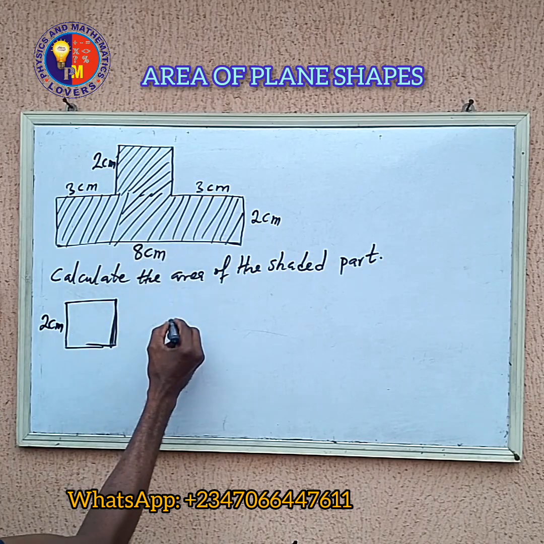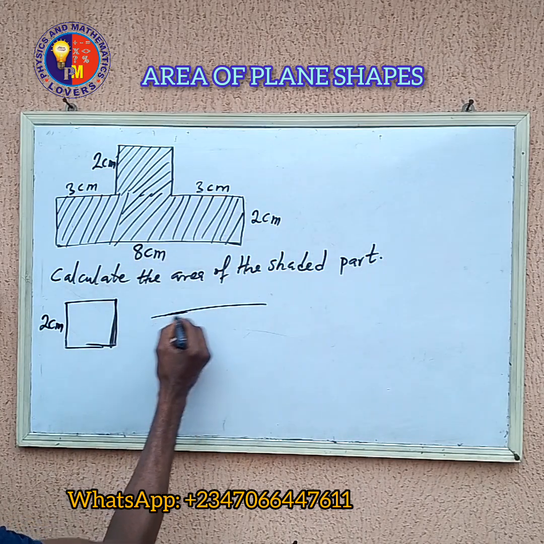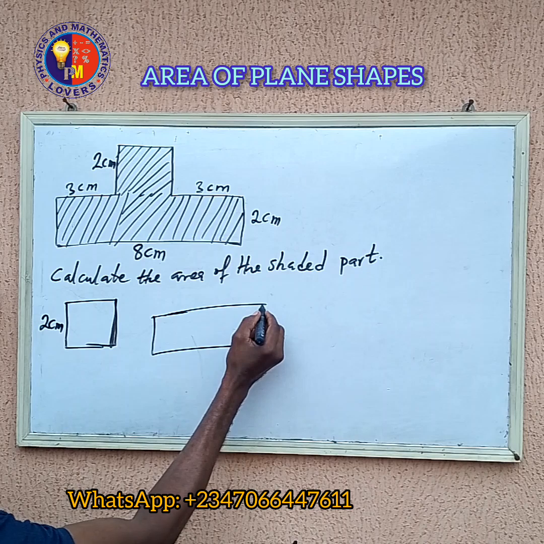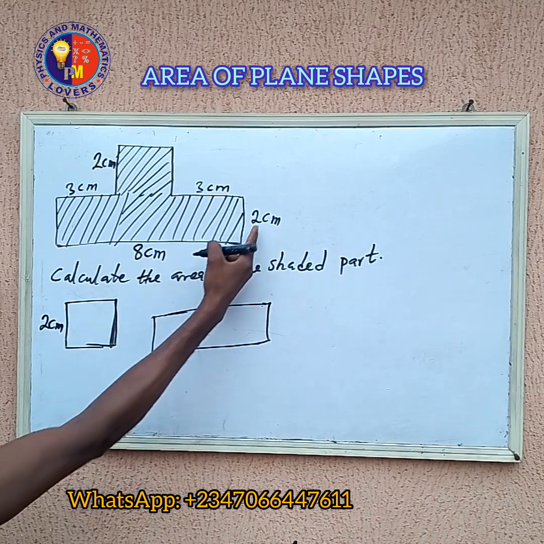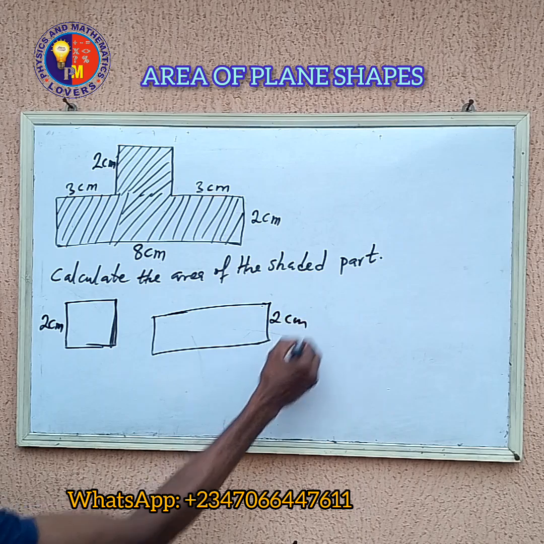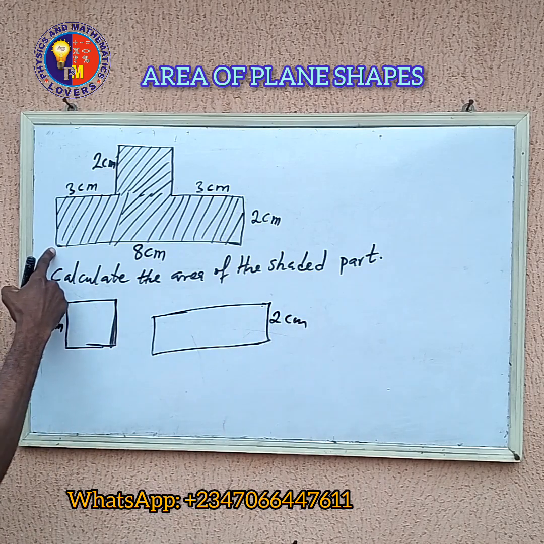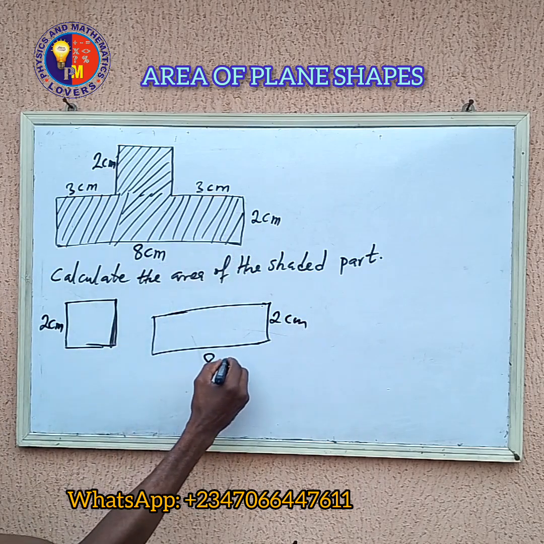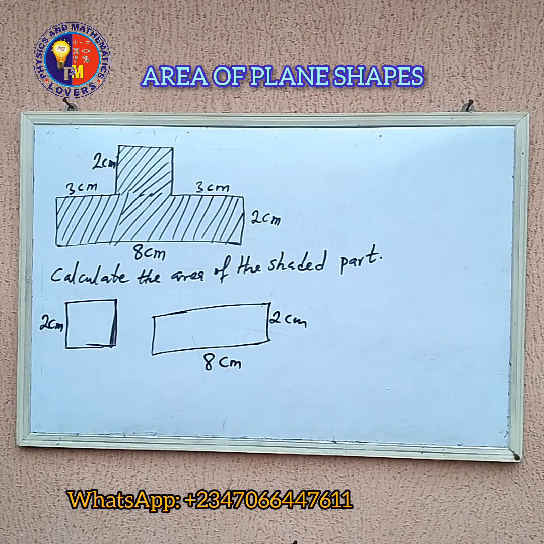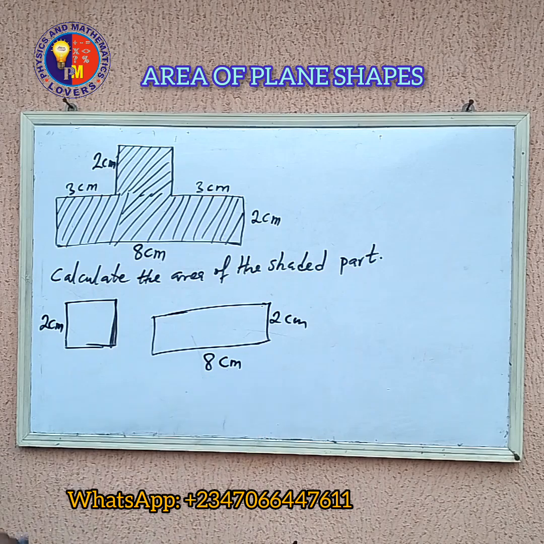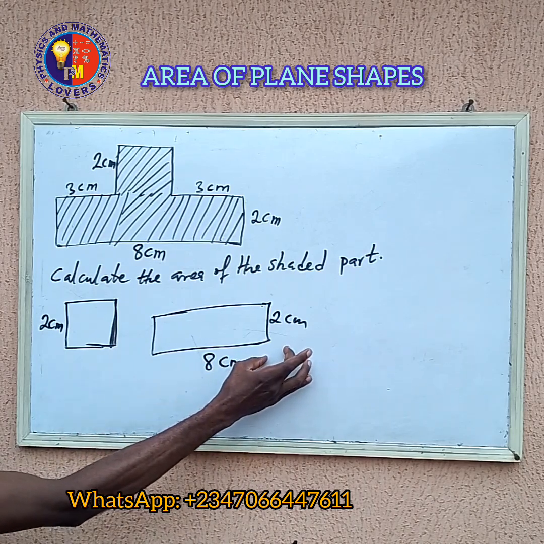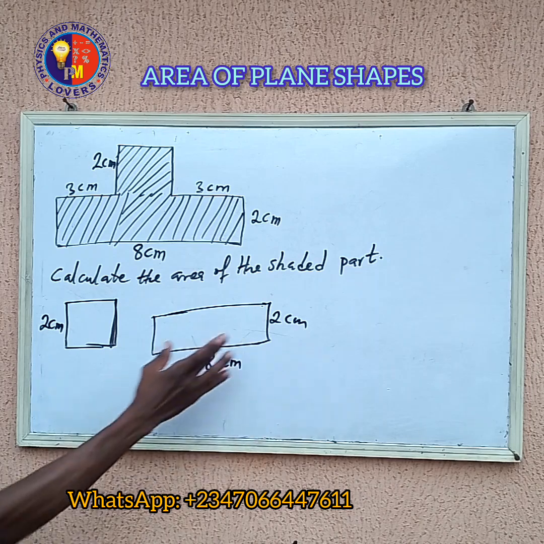Now let's look at this next one. The next one here is a shape like this. This is what? A rectangle. And we are given that this side is 2 centimeter. This is 2 centimeter. We are also given that from here to here is 8, meaning 8 centimeter. That is the length. Now you remember that for us to calculate the area, it is length times breadth.